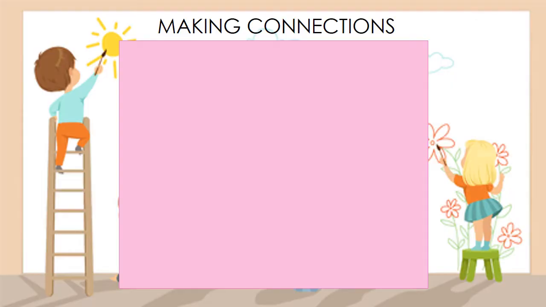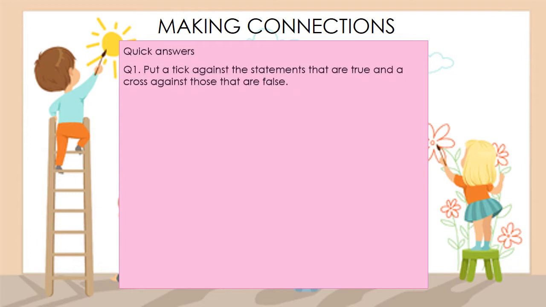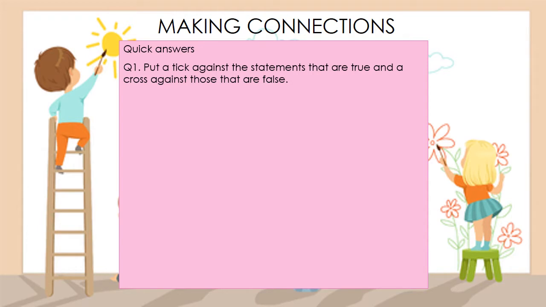Quick answers. Children, I would like to request you to open your book at page number 143. See, the first exercise is here. Put a tick against the statements that are true and a cross against those that are false. A. Margaret wanted to be an artist.